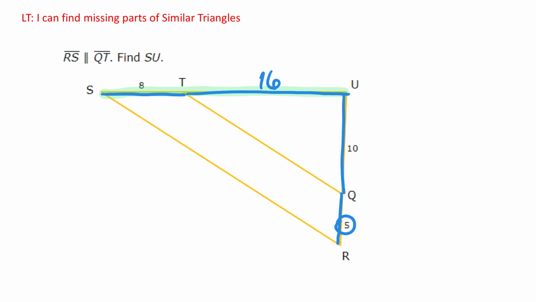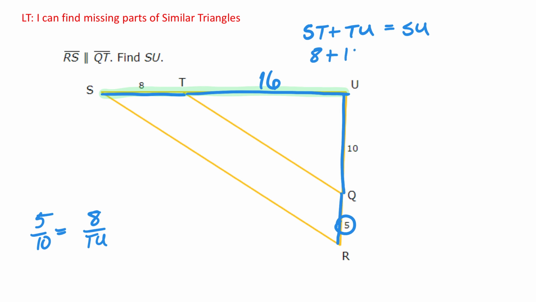You could have also set up a proportion, 5 is to 10 as 8 is to TU. But again, we're not looking for TU. What we're looking for is SU. And this is our segment addition postulate. ST plus TU will equal SU. So 8 plus 16 is 24. Our segment is 24 units long.